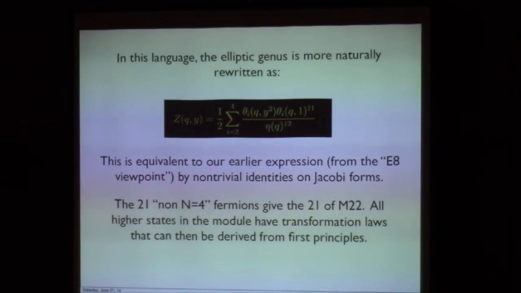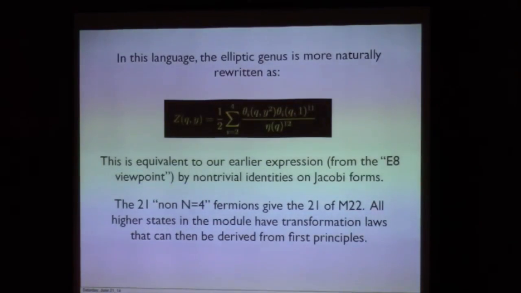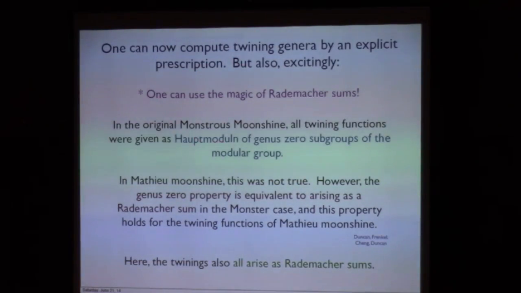Now, the 21 non-N=4 fermions, the things that are not part of the SU(2) currents, give the 21-dimensional representation of M22, and all higher states in the module have transformation laws that you can just derive from first principles. Okay, so then you can compute twining genera. You can do this in two ways. One is because you know all the representation theory explicitly. The other is by the magic of Rademacher sums.